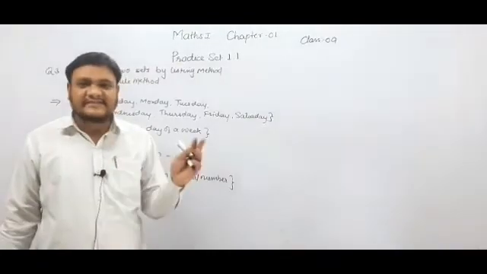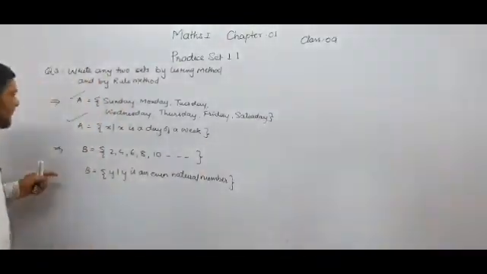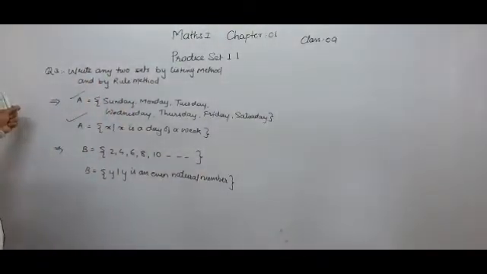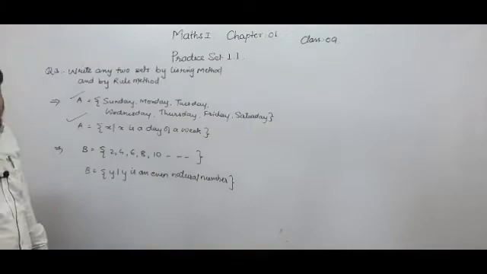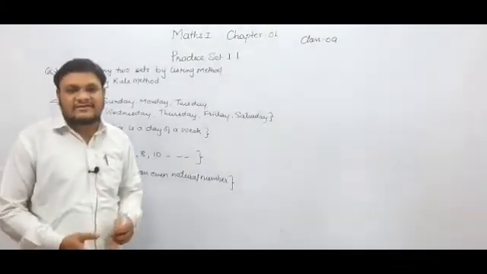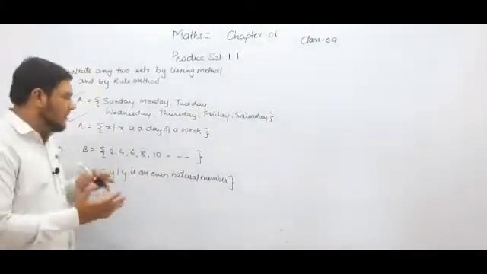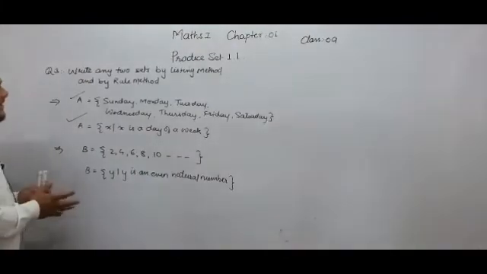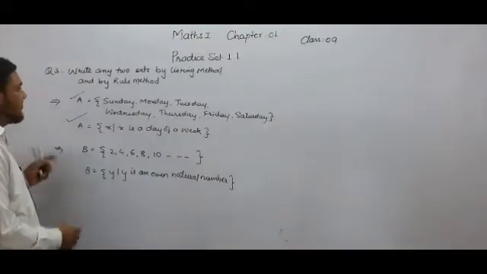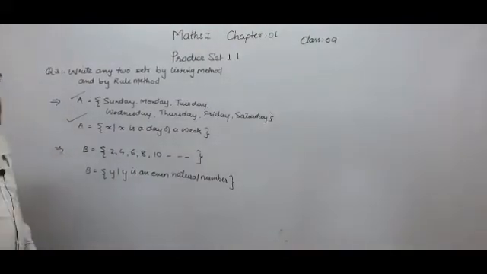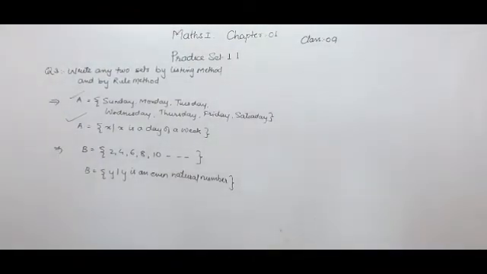You can take any set, but you have to write that set in roster form, that is, by the listing method and by the rule method also. You can take any set from your textbook. You can make a set by yourself, a set of anything, but you have to denote that set in the two methods, that is, the listing method and the rule method. Now student, we will move towards the next question.